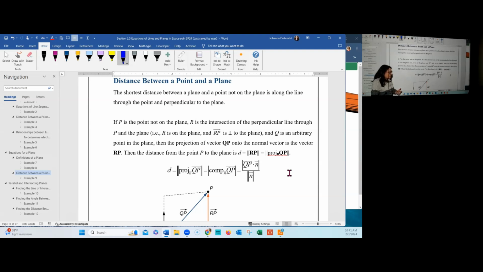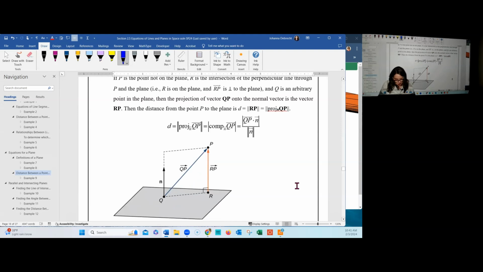So what we're looking at is going to be something like what you see in this picture here. So let me scroll it up. So we have point P, which is not in the plane, and we have points down here which are in the plane, Q and R. Now R is that optimal place where it's hitting at a 90-degree angle.